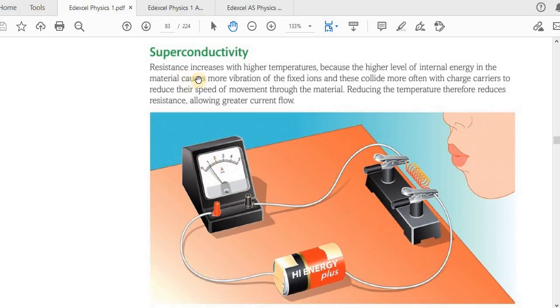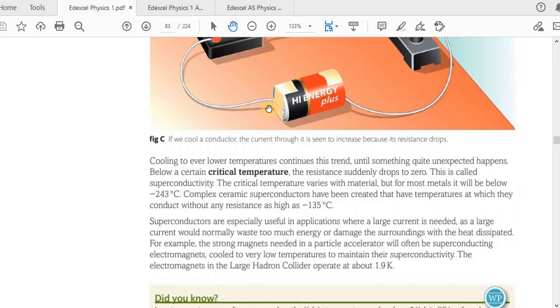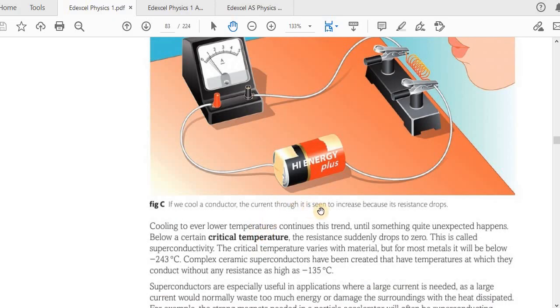Resistance increases with higher temperatures, because the higher level of internal energy in the material causes more vibration of fixed ions, so the metal ions, and they collide more often with the charge carriers to reduce their speed of movement through the material. Reducing the temperature therefore reduces resistance, allowing greater current flow. If we cool a conductor, the current through it is seen to increase because its resistance drops. So I told you the reasons why it increases and why it decreases, because the vibration of the metal ions decreases with decreasing temperature and increases with increasing temperature.